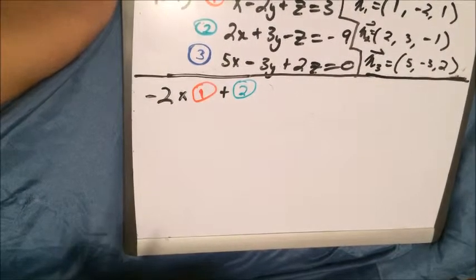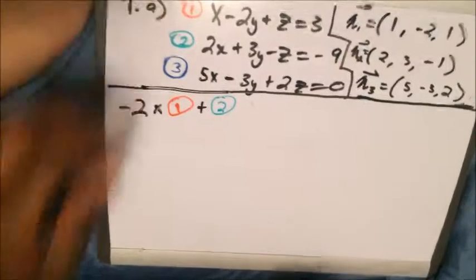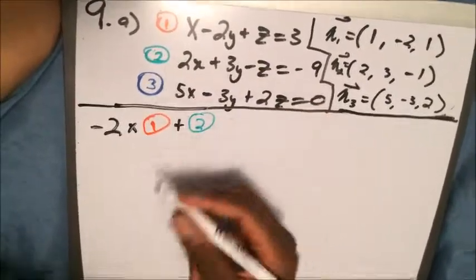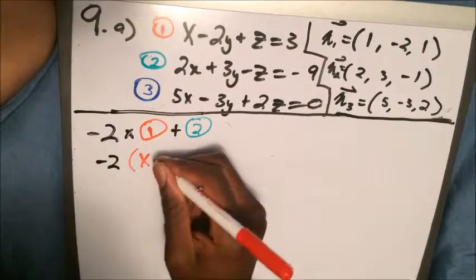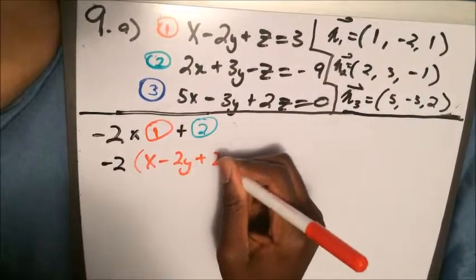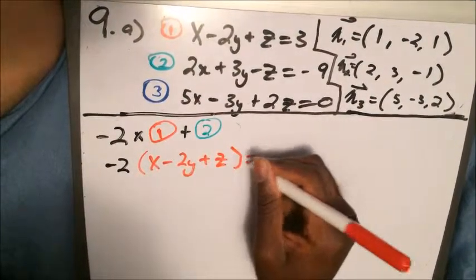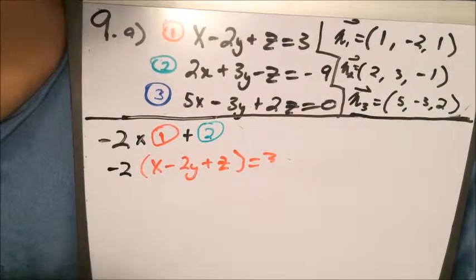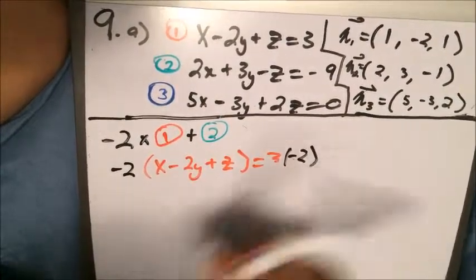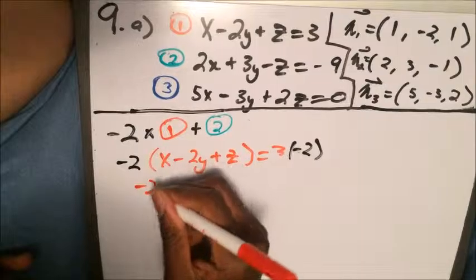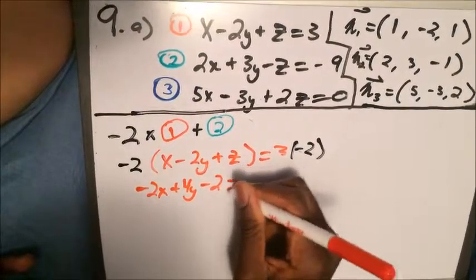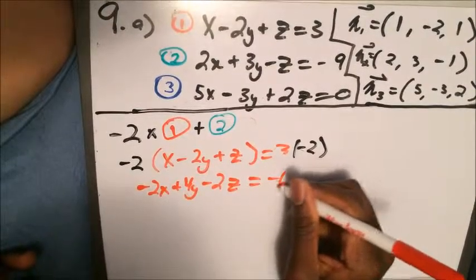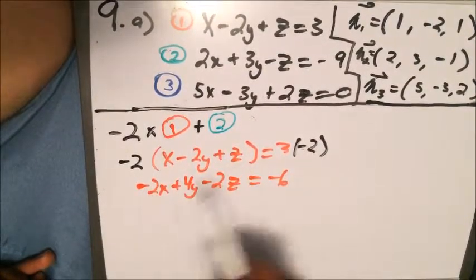So first I need to multiply equation 1 by negative 2. So I have negative 2 multiplied by x take away 2y plus z equals 3 multiplied by negative 2. And then that'll give me negative 2x plus 4y take away 2z equals negative 6. So this is our new equation 1.